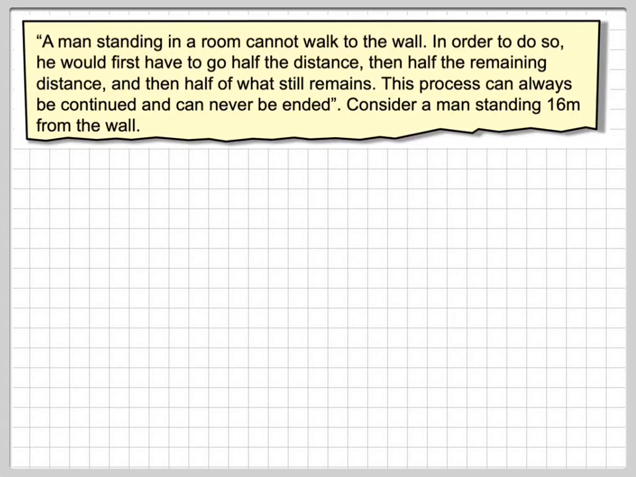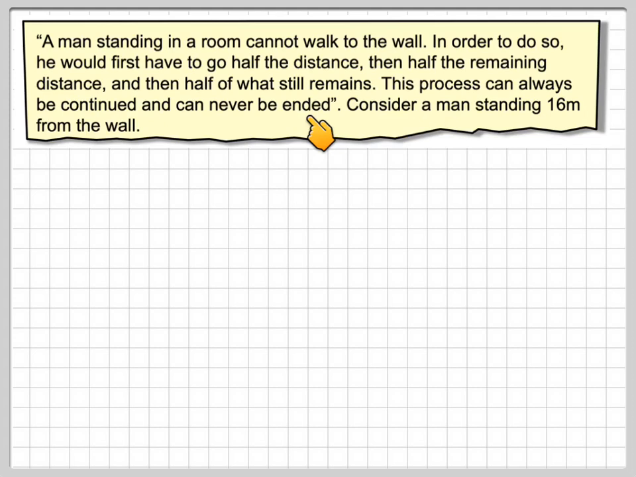In this video, we're going to look at the idea of sum to infinity of a geometric series using Zeno's paradox. So Zeno's paradox says this: a man standing in a room cannot walk to a wall. In order to do so, he would first have to go half the distance, and then half of the remaining distance, and half is still what remains. And this process can always be continued and never can be ended. Therefore, he would never reach the wall.